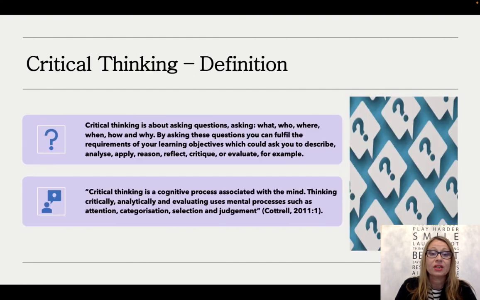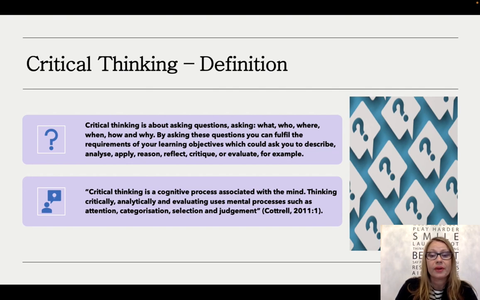In terms of definition, critical thinking is all about asking questions. It's about asking what, who, where, why, when, how. By asking these questions, you can fulfil the requirements of your own learning objectives, which may be set for you or through assignments, or they may be personally agreed ones with your lecturers, which can help you describe, analyse, apply, reason, reflect, critique, or evaluate, for example.